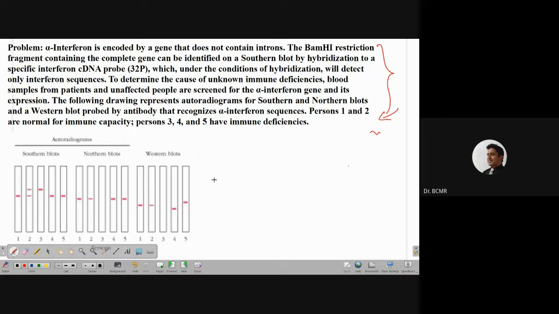Okay, let's read this problem. Alpha interferon is encoded by a gene that does not contain any introns. So there are no introns. Normally, eukaryotic genes would have some introns. So the BamHI restriction fragment containing the complete gene can be identified on a Southern blot by hybridization to a specific interferon cDNA probe. So what was the probe?